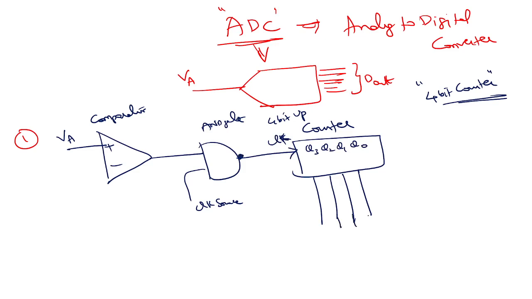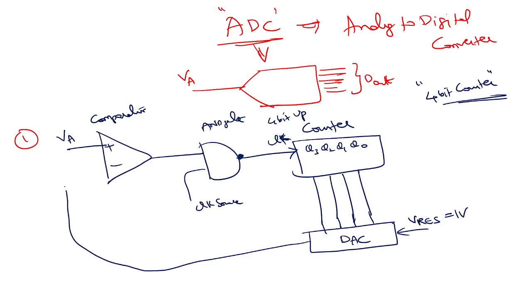Now you have outputs right here. Now you have something called DAC. That is the reason why we discussed DAC first. Every DAC comes with some V resolution. For our understanding, let's take V resolution as one. Means for every increment at the counter side, the output of the DAC, this is VDAC.